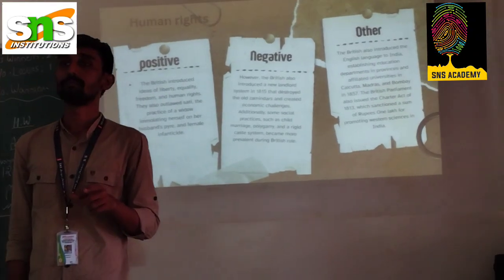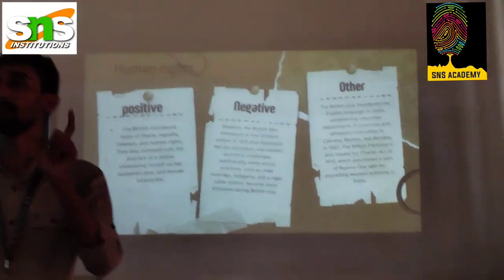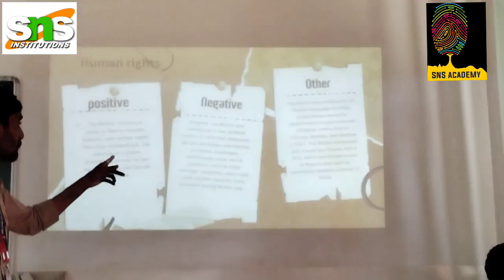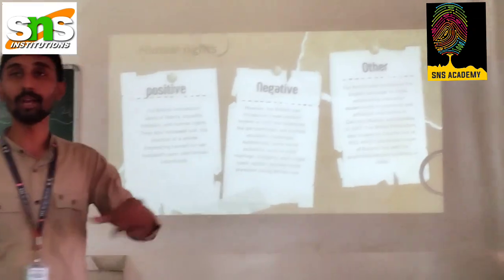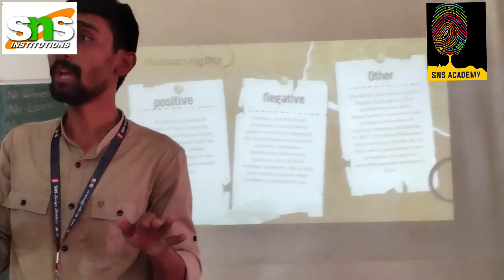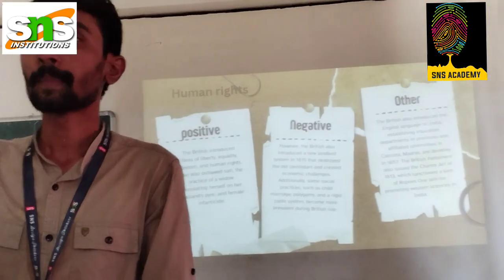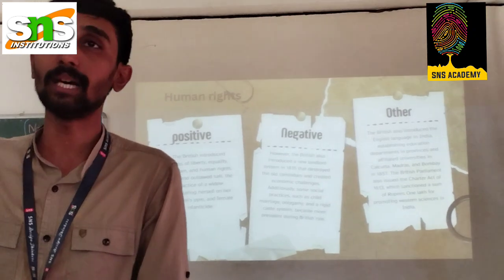So in the case of human rights, we have some negative side also. They introduced the new landlord system in 1815 that destroyed all the zamindar system, which means that is the beginning stage of the next rules and regulations, rigid rules and regulations which were framed by the Britishers.